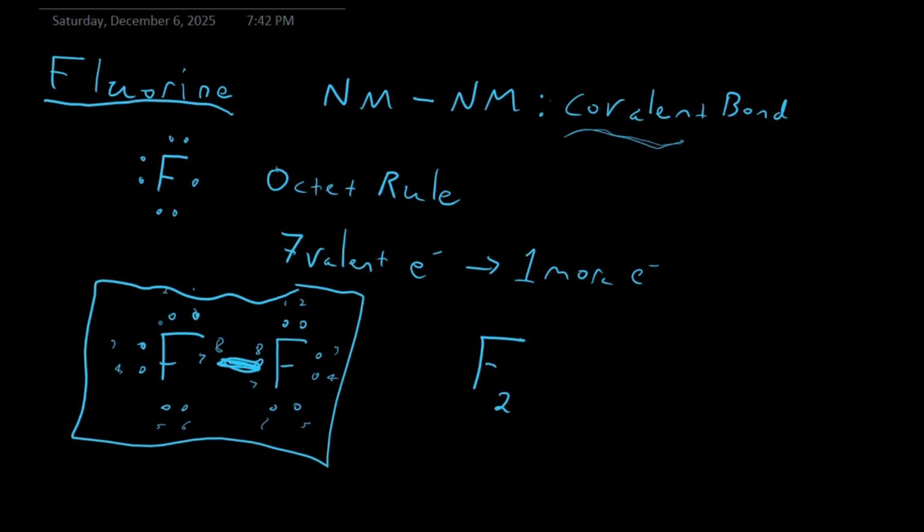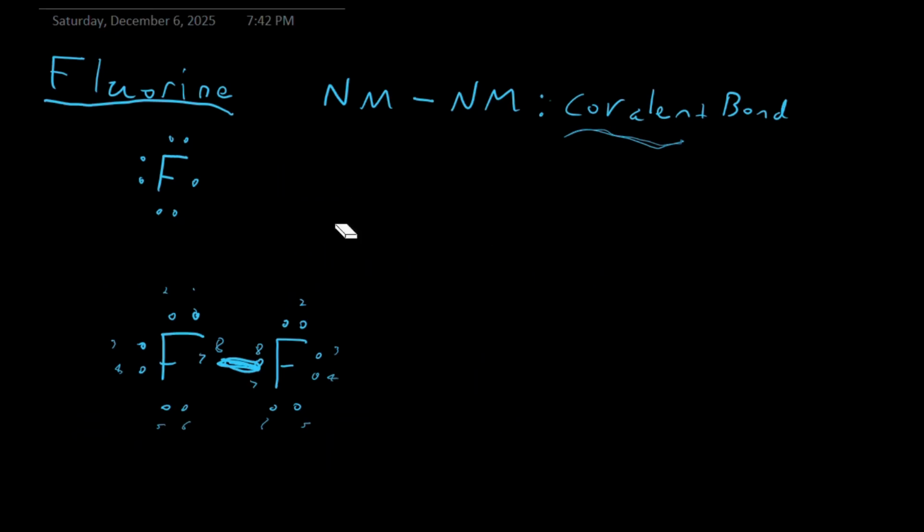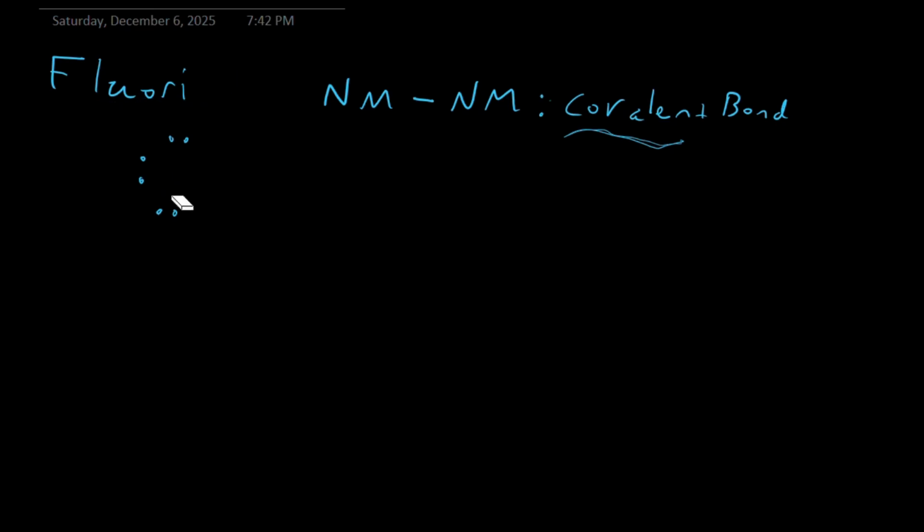Let's look at a slightly more complicated example. So instead of just a compound with 2 of the same element, let's look at one with 2 different elements. So if I were to give you hydrogen and phosphorus.